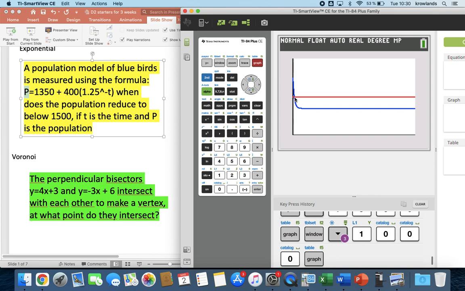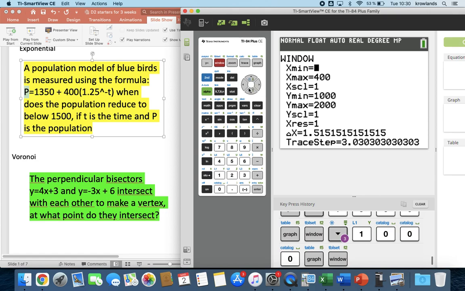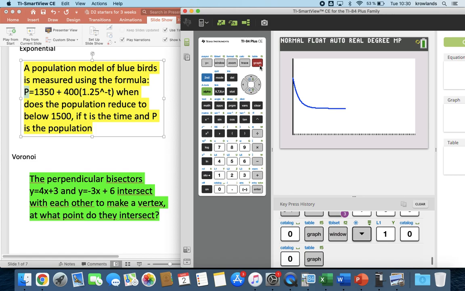And this is where we want to find. At what time does this population reduce to below 1,500? So below this red line, the population is getting smaller and smaller and smaller, and it happens at this particular time. So we need to find out what this x means. I'm going to change the x values as well because we've got too much x values. So let's make them between 0 and 100, for example.